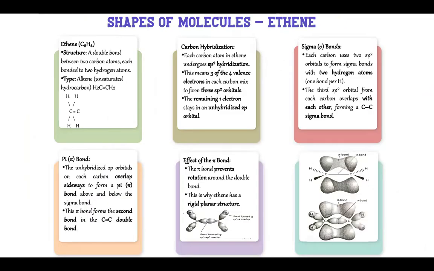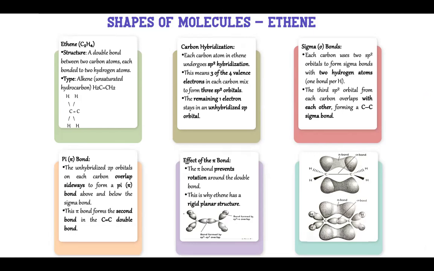Then let's look into the shape of the molecule ethene. Ethene has the molecular formula C2H4, and the structure is a double bond between two carbon atoms, each bonded to two hydrogen atoms. And the type of ethene is an alkene, an unsaturated hydrocarbon, H2C=CH2.